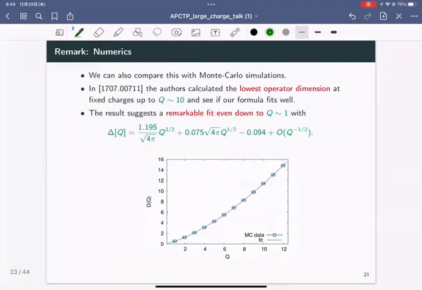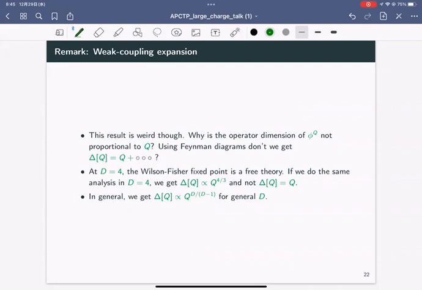Great, so I'll show you a little numerics. We can also compare this with Monte Carlo simulations, and people computed the lowest operator dimension at fixed charges up to Q equals 10. You see the formula fits well. The result suggests a remarkable fit, even down to Q equals one, because it's Monte Carlo data. And they fit it with this function, and then it somehow goes down to Q equals one. It's surprising, but it's a numerical mystery. Right. I guess I have 15 more minutes.